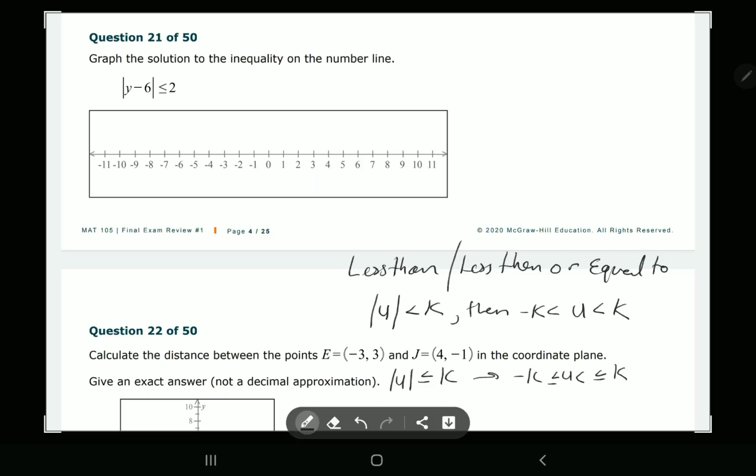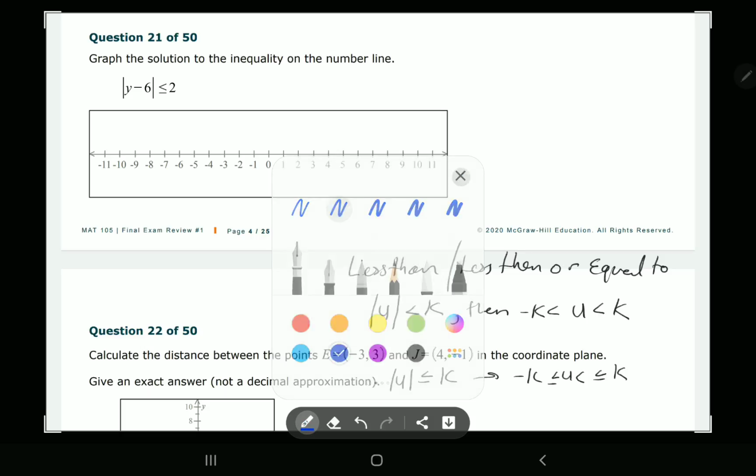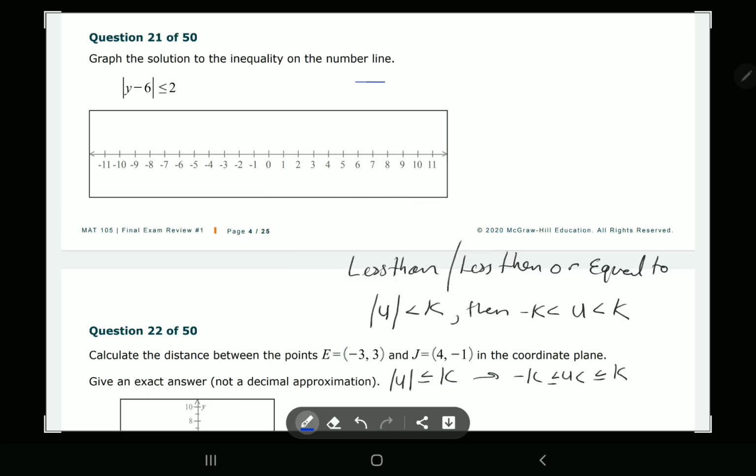In this scenario, we have the absolute value of y minus 6 is less than or equal to 2, and 2 is a positive real number. Therefore, we can transform that into the compound inequality, where the expression of y minus 6 will be in between negative 2 and positive 2. Also, y can be negative 2 or y can be positive 2. We want to solve for y. And to solve for y, we're going to add 6 to every side.